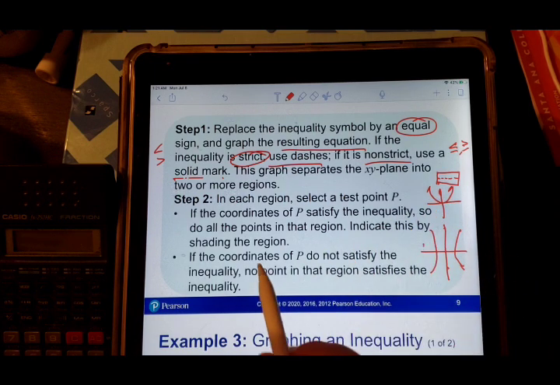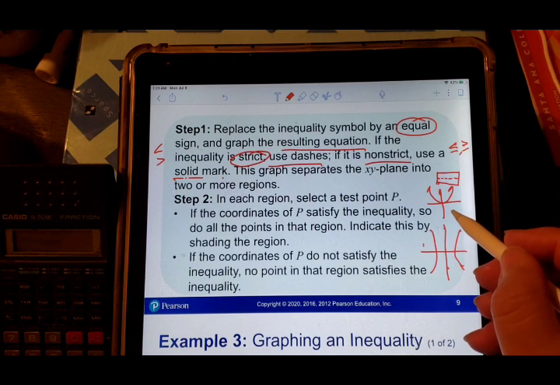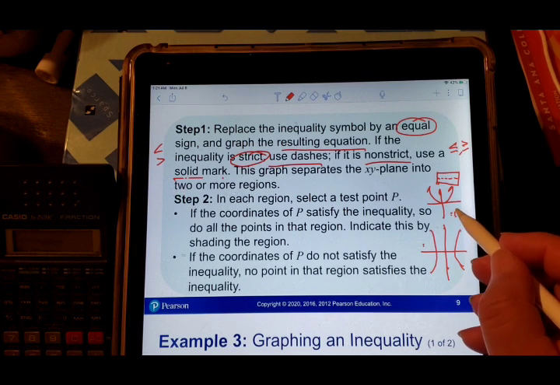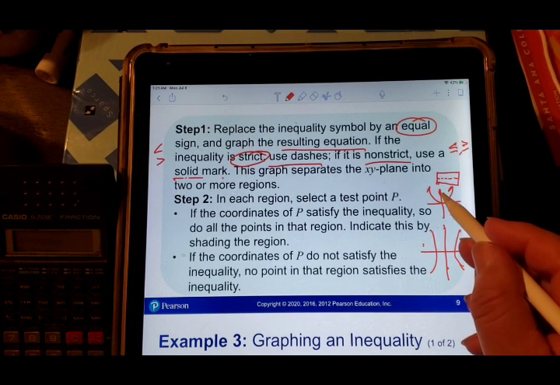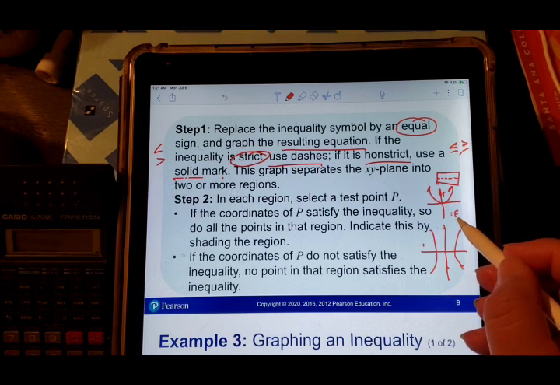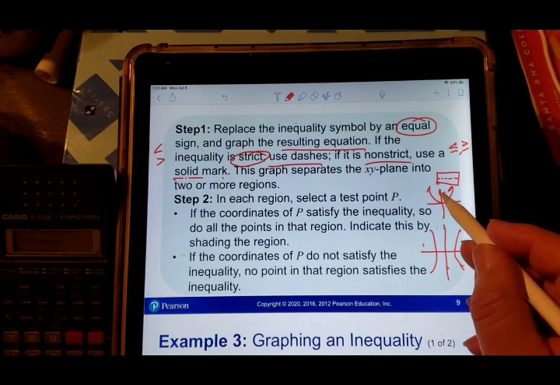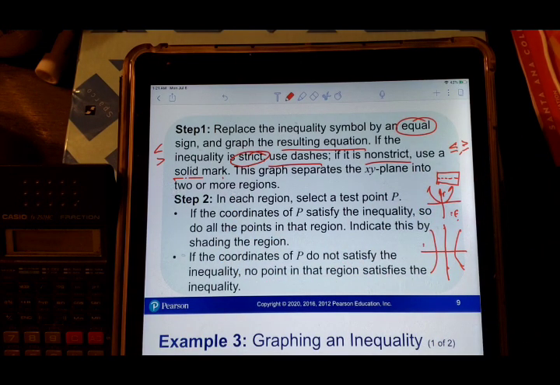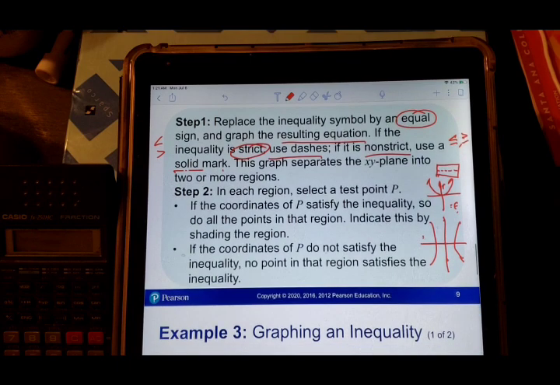All right. So the author says we want to test a point in each region to see whether it's true or false and shade the true regions. I'm going to say it's simpler than that. Test a point anywhere if there are only two regions. If that point is false, the other region is true. If the test point is true, the other region is false. So if there are two regions, there's no reason to test each region.